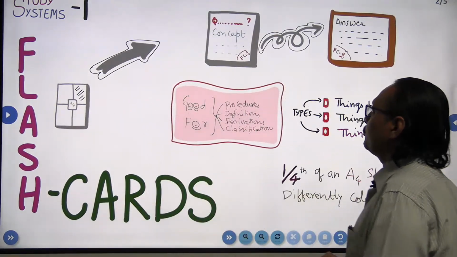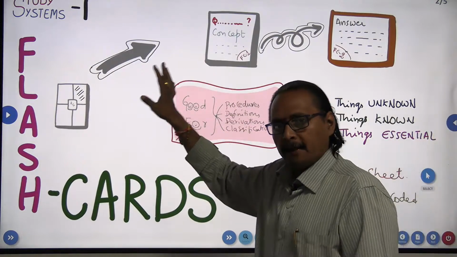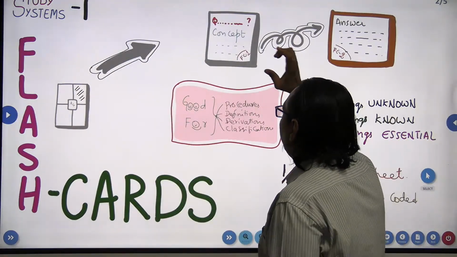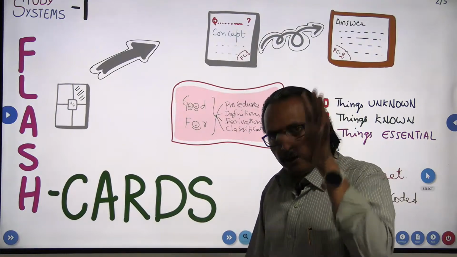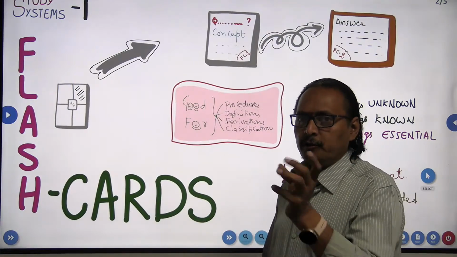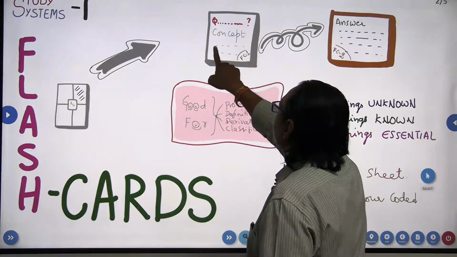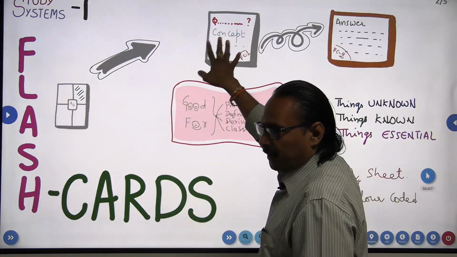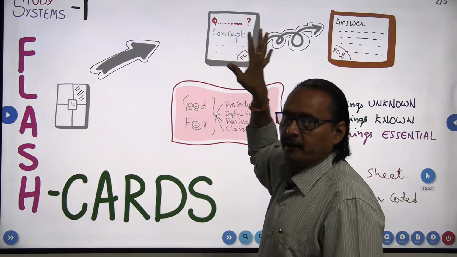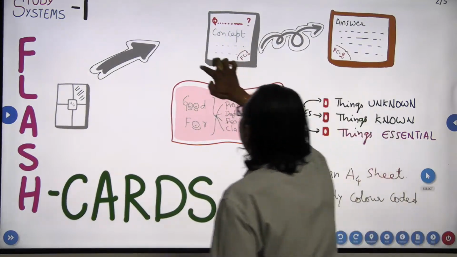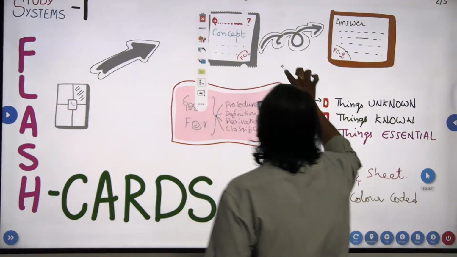So what you need to do here is take, as I told you, an A4 sheet and divide it into 4 parts. Take the very first part. You read whatever you have read, and you will definitely get some kind of questions on that. So you write that particular question, or sometimes it can be a concept. You can write a question, or you can even write a concept. Either you can do.